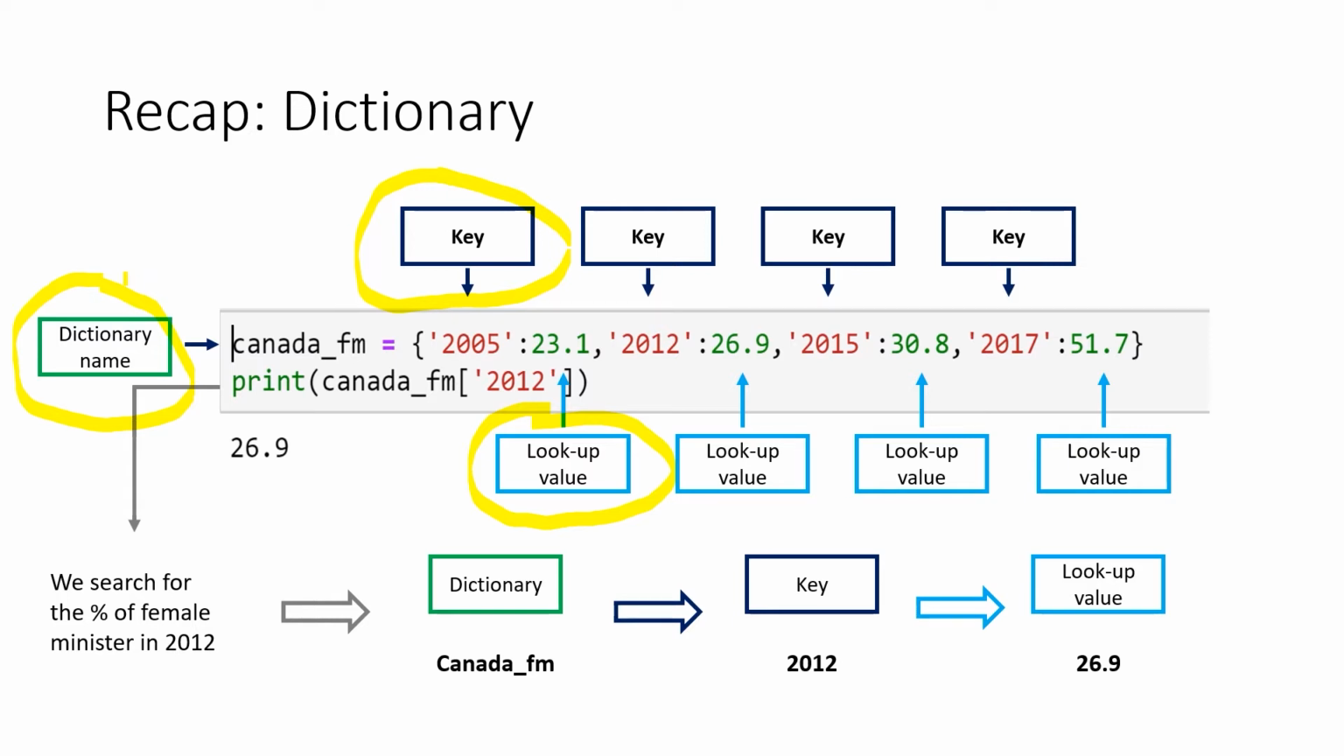If we want to access a certain value in our dictionary, we first have to define which dictionary we want to access, then which key, and the output of our line of code will always be the lookup value. So the value that is attached to the key for which we are searching.